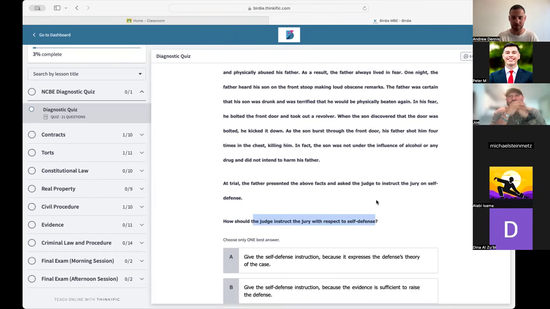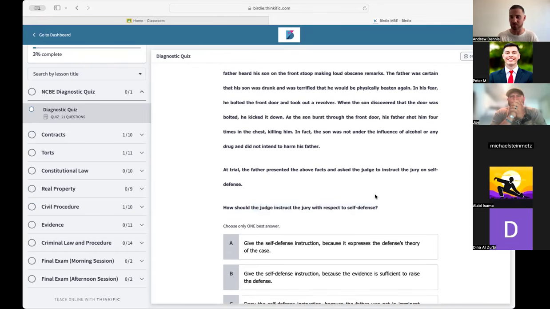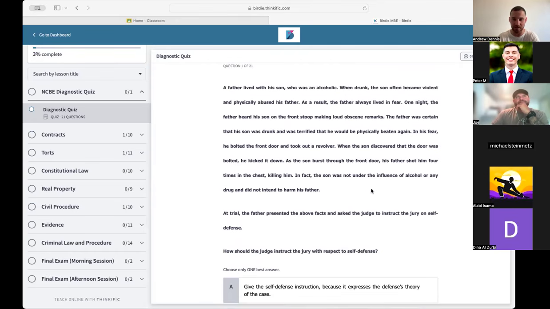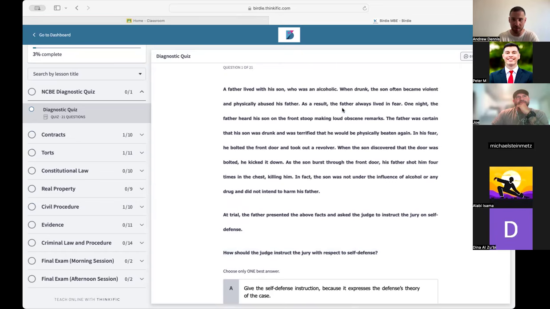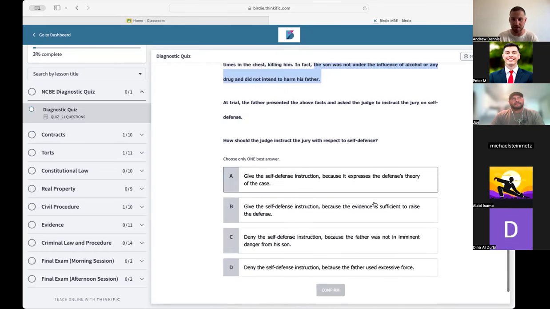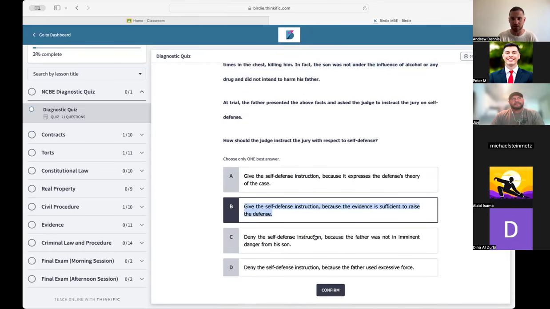So for an instruction, all we need is evidence sufficient to raise the defense, right? Then we'll give it to the jury. Was it sufficient to raise the defense of self-defense? I mean, yeah, he always lived in fear. He was certain that his son was drunk. It turned out it wasn't, right? It was a reasonable mistake. I mean, maybe not. Let's let the jury decide. But at least there's sufficient evidence, and that's the standard to instruct the jury on self-defense.